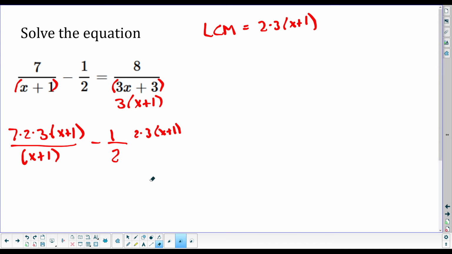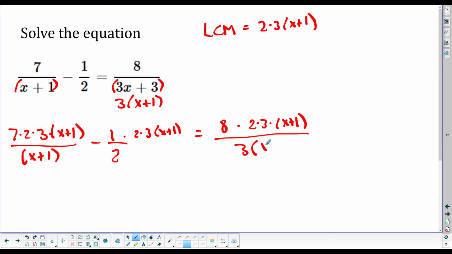Again, be clear about how I'm writing this. Okay, so I get negative 1 times that stuff, and then that's going to equal 8 times the least common multiple, 2 times 3 times x plus 1. And that's 8 over 3 times x plus 1. And I'm going to write it in that factored form. All right. So all I've done here is I've just taken each one of these and multiplied it by that least common multiple. Now, let's see what we can cancel out.